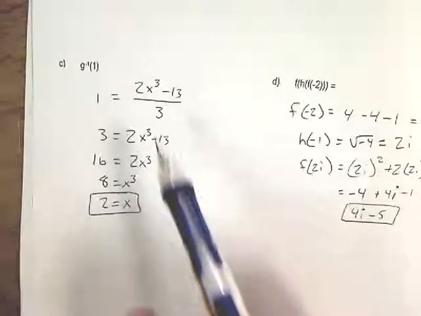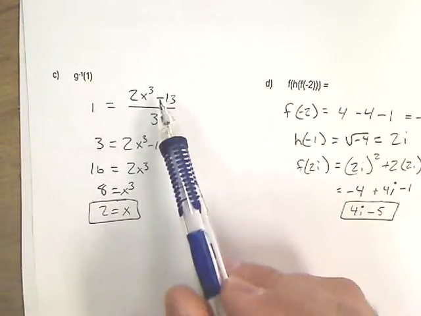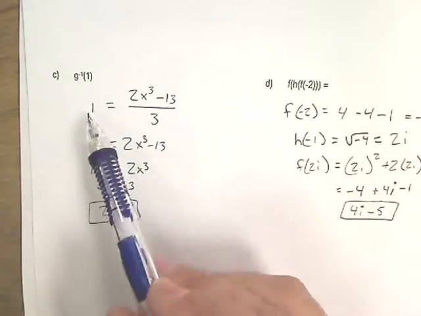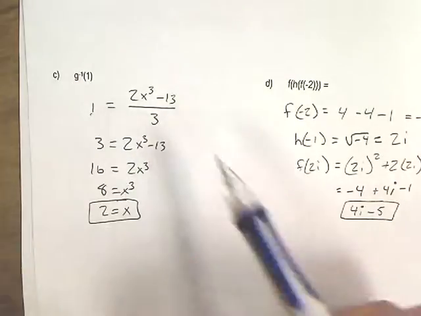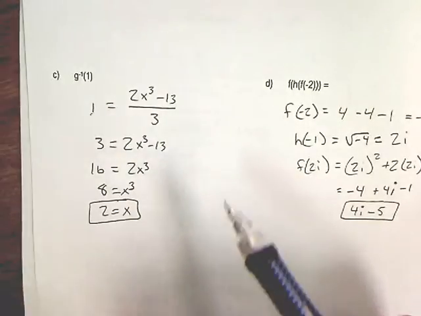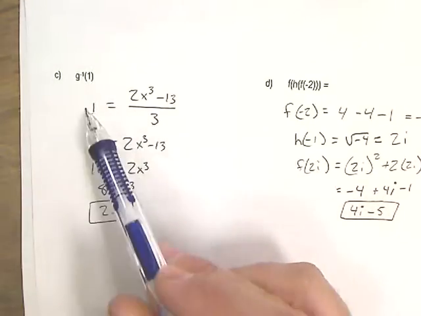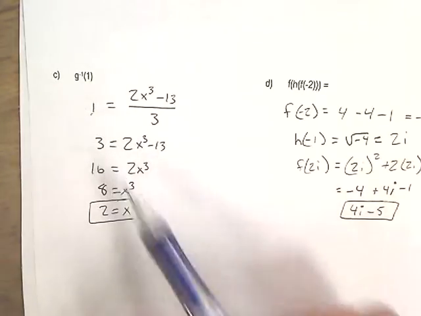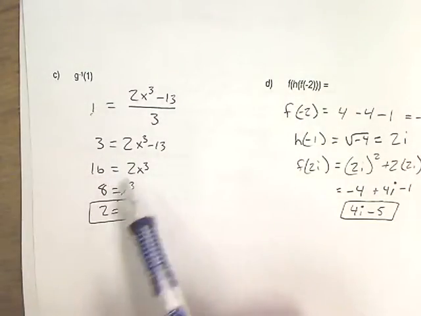You can do this one a couple different ways. You could find the inverse and then plug it in for x, or you could just plug in for y and then solve, which is what I did. I multiplied by 3, added 13, and got 16, divided by 2.